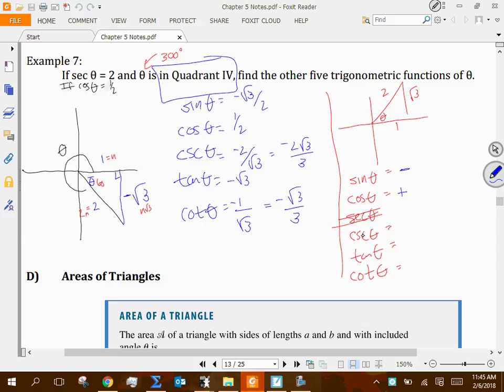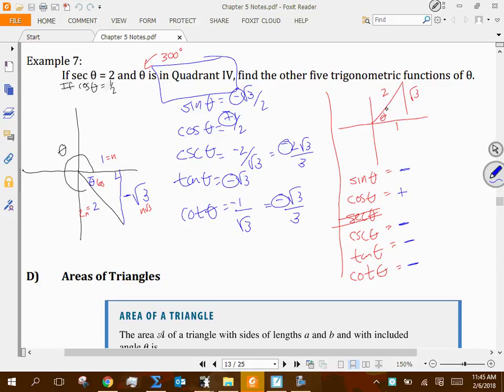The cosecant is the reciprocal of sine, so it's got to be negative. The tangent, all students take calculus, tangent is negative in the 4th quadrant. And then cotangent's reciprocal is negative as well. So it should give you the correct negative, positive, negative, negative, and negative that we would have gotten with this picture.